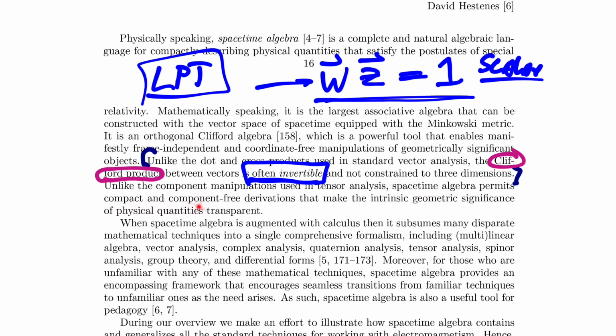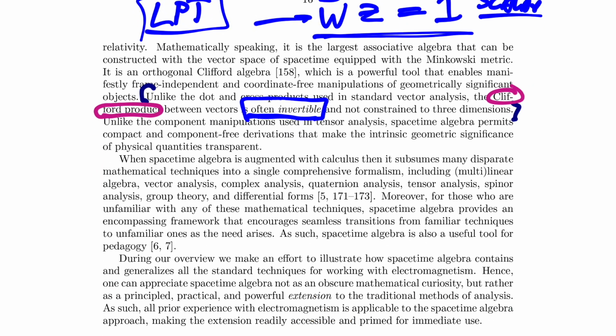And then we read, unlike the component manipulations used in tensor analysis, which we've done already, space-time algebra permits the compact, component-free derivations that make the intrinsic geometric significance of physical quantities transparent. So I guess the physical quantity that I'd like to see the geometric significance of is the electromagnetic field tensor F, right? That's a tensor, so perhaps there is something in geometric algebra that takes that tensor from being this very abstract mathematical idea and lifts it into something that's obvious.